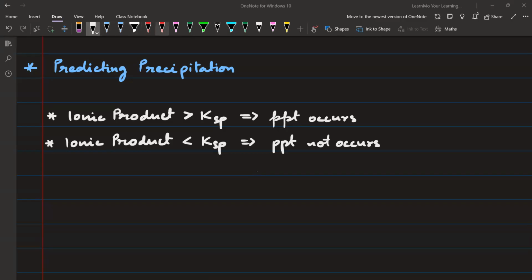ठीक है, so I will write this down. What is ionic product? It is the product of actual concentration of ions in solution.